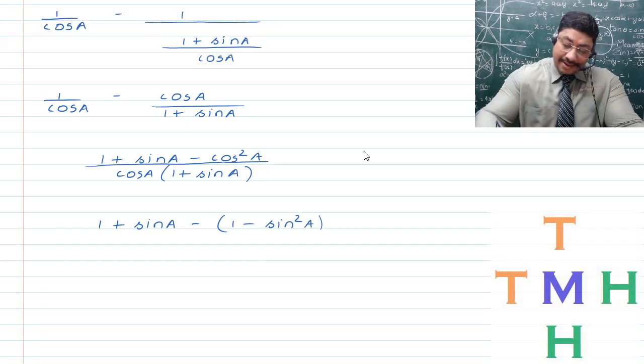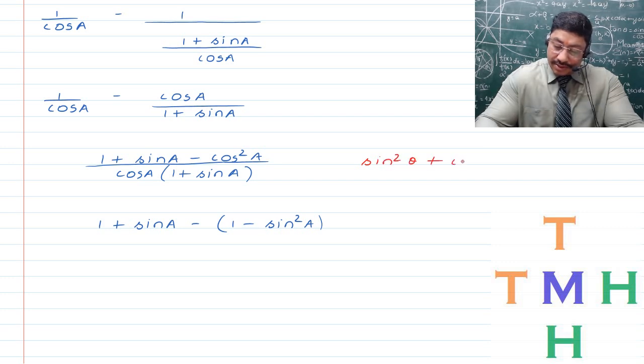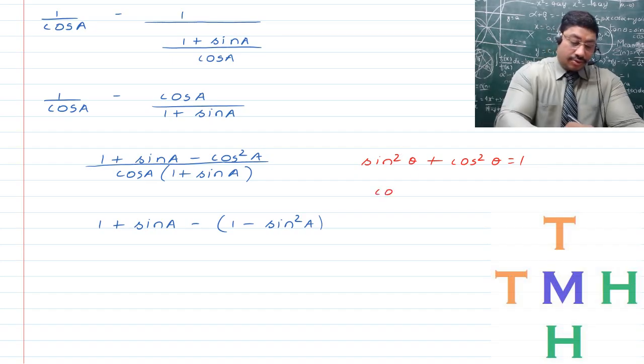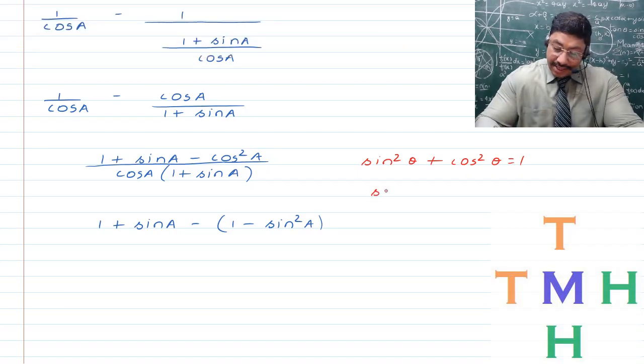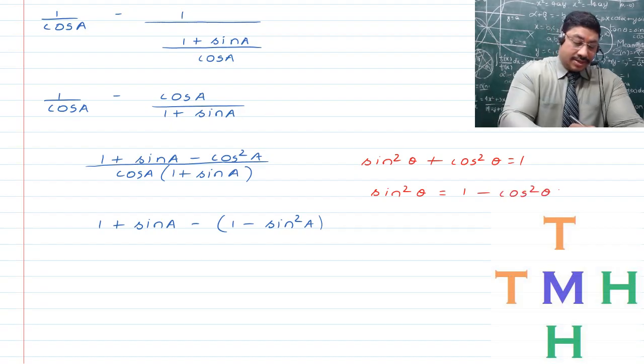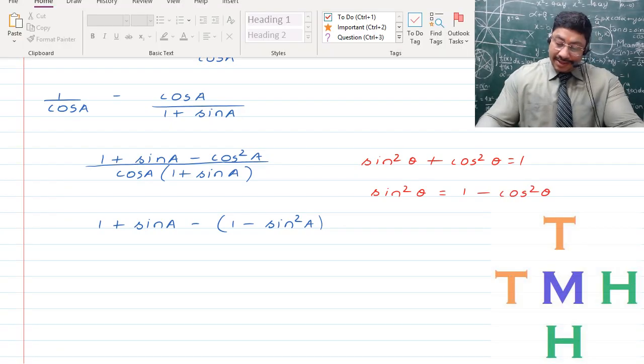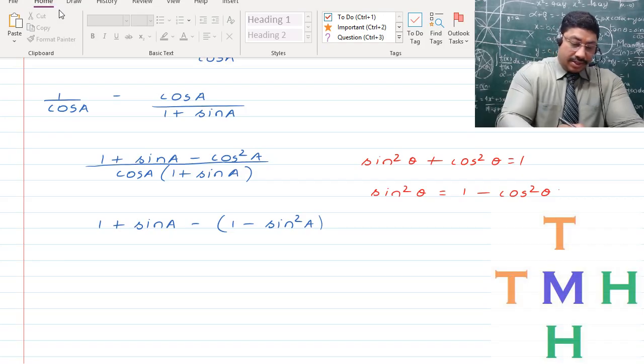Remember, we had sin²θ + cos²θ = 1. As such, sin²θ can be written as 1 minus cos²θ, right? So this is what we are going to replace.